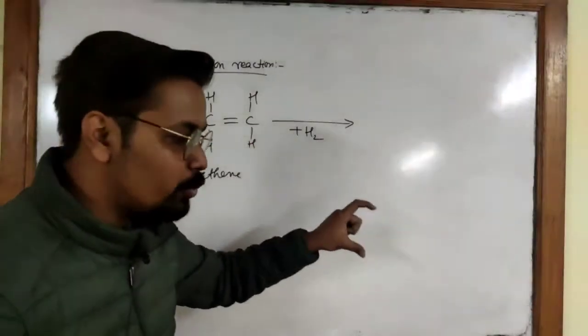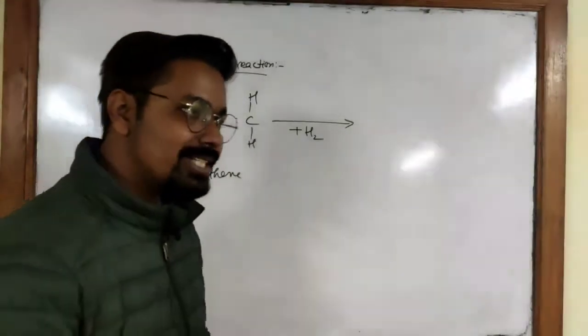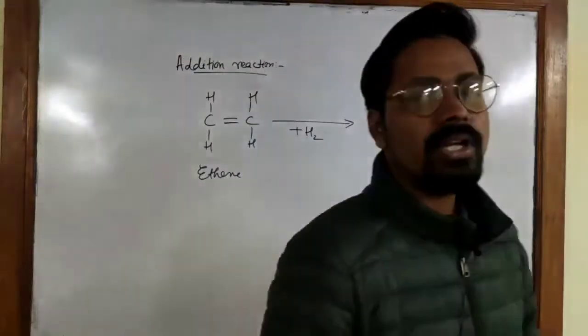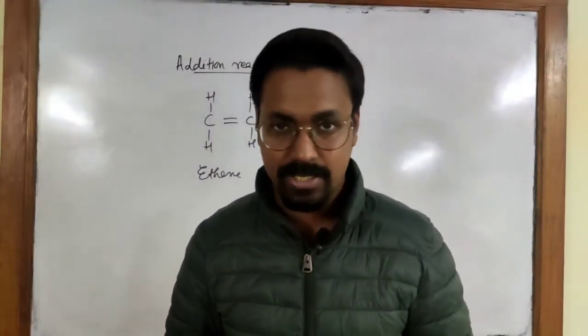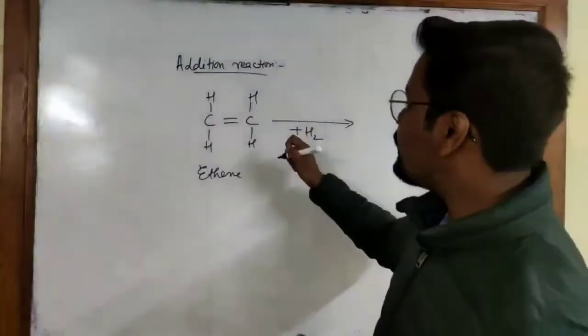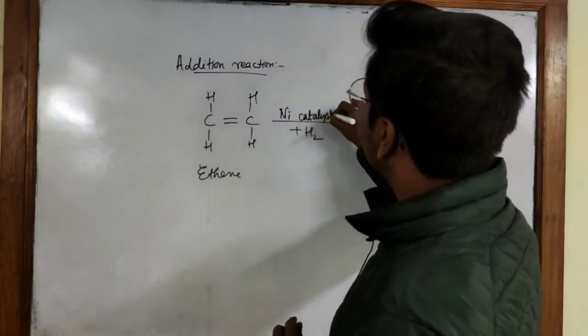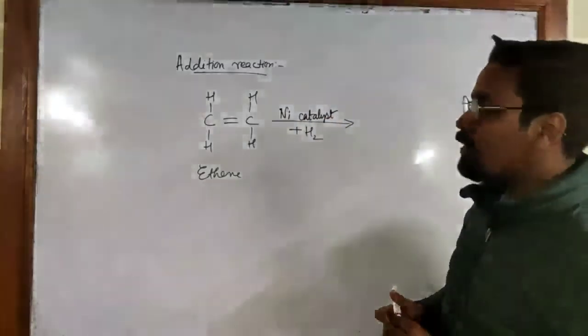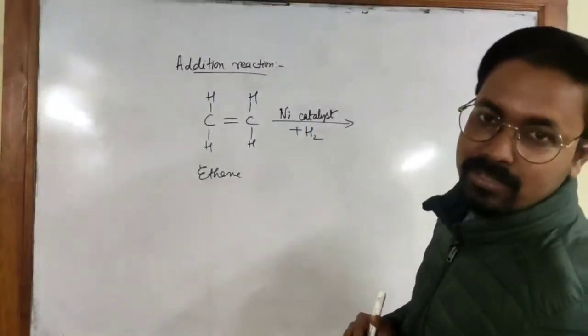Just one fact that I need to mention is that in addition reactions we need a catalyst. What is a catalyst? A catalyst is a compound that will help speed up the reaction. It will increase the speed of the reaction. It will not take part in the reaction, it will just increase the speed. The catalyst that we use here is a nickel catalyst. Nickel is an element. So I want to add hydrogen. What do I do here?